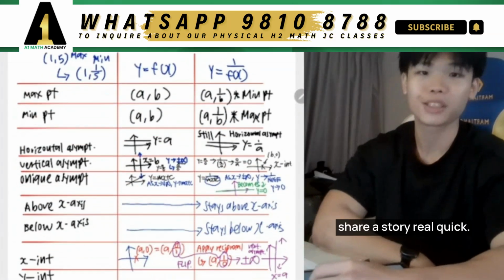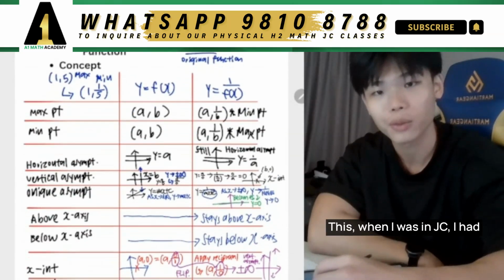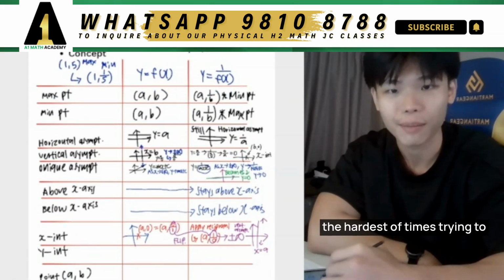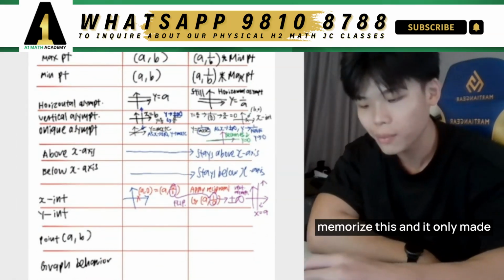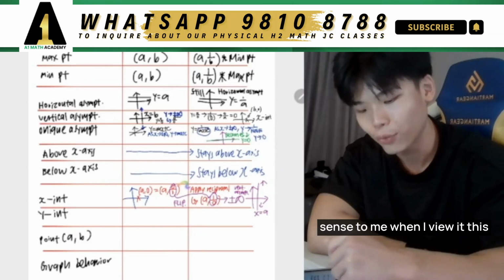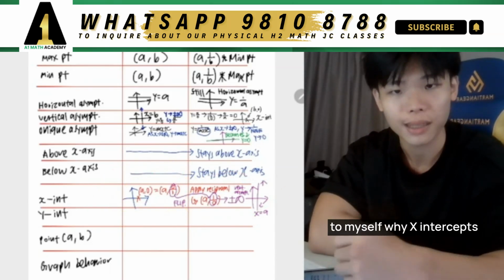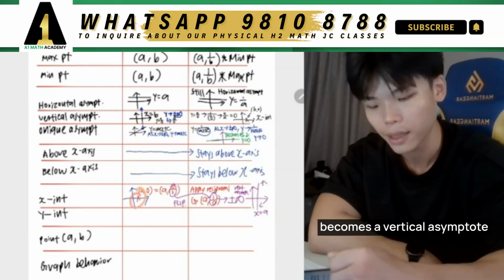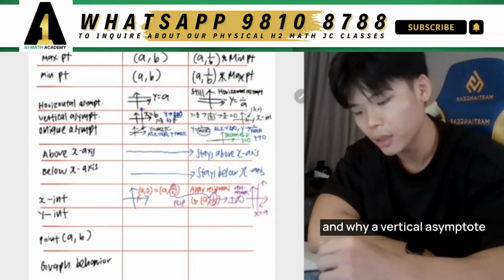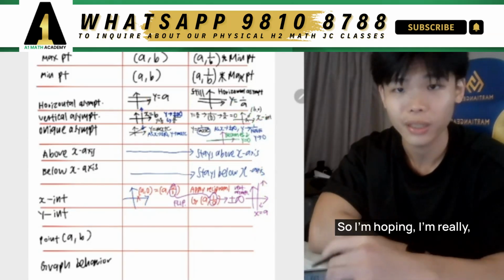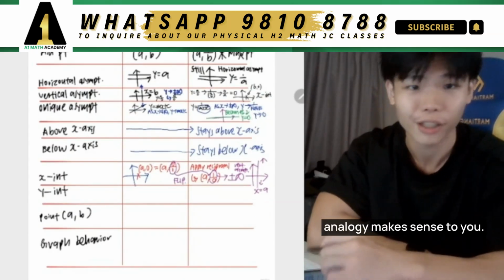Okay, so let me just share a story real quick. When I was in JC, I had the hardest of times trying to memorize this, and it only made sense to me when I viewed it this way, when I could explain it in my own words and reason out to myself why an x-intercept becomes a vertical asymptote and why a vertical asymptote becomes an x-intercept. Okay, so I'm really hoping that this analogy makes sense to you.